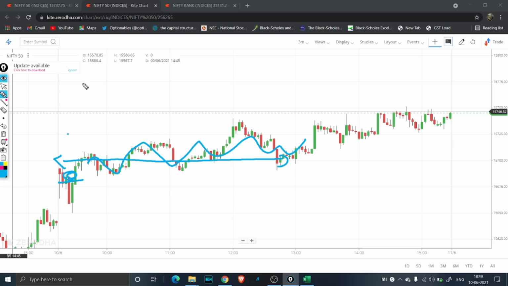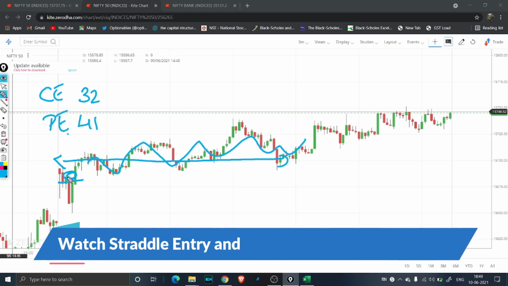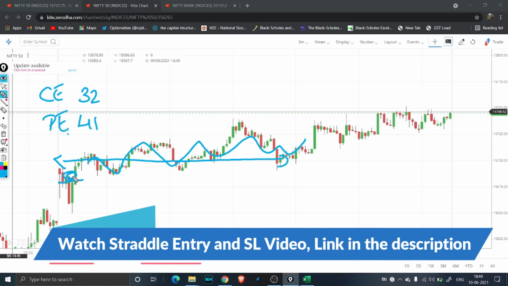So we sold it around the range of 32. I had sold the call option at 32 rupees and I had sold the 700 put option at almost 41 rupees. I got it at this price because, as you can see, when I entered the trade, Bank Nifty was trading slightly lower to 700. That's the reason I got the put option at a higher price.